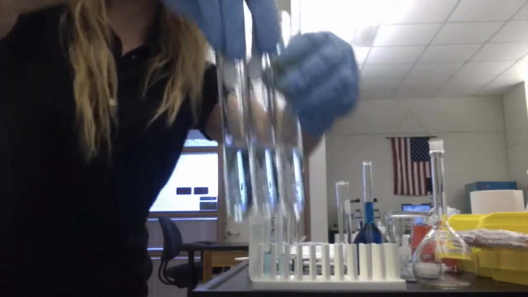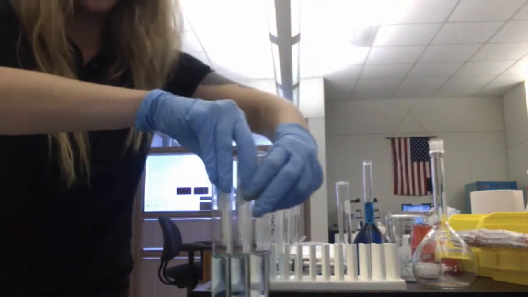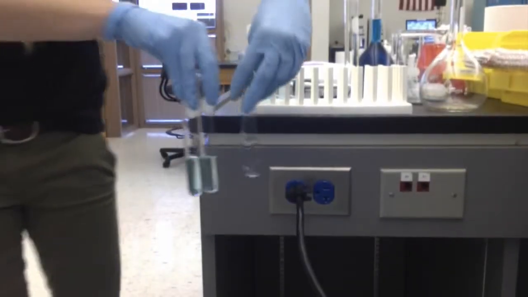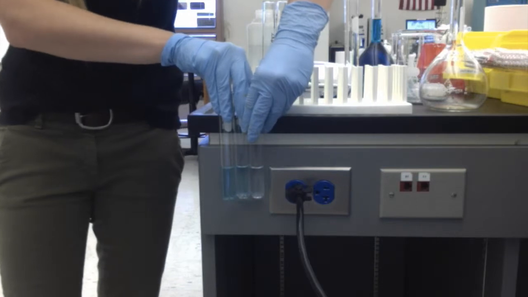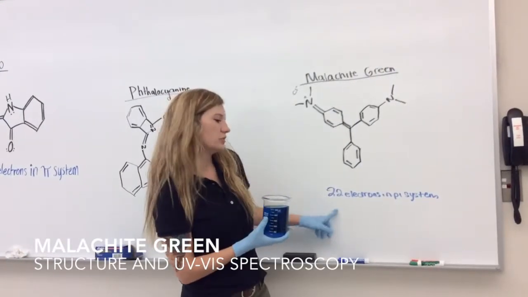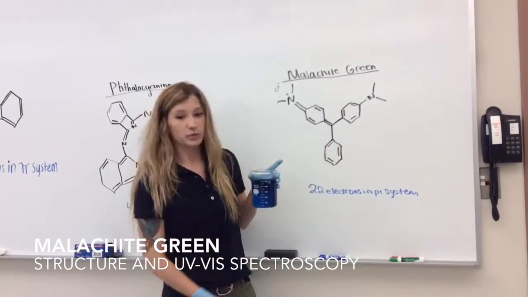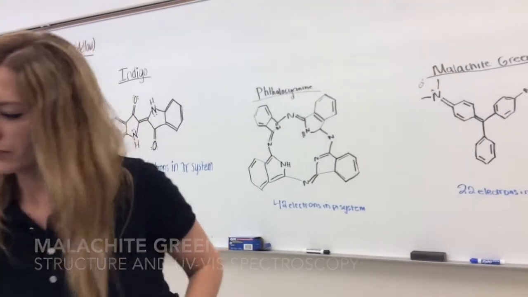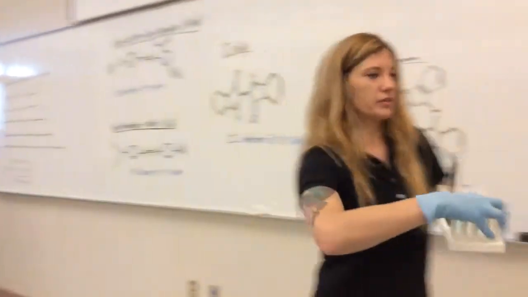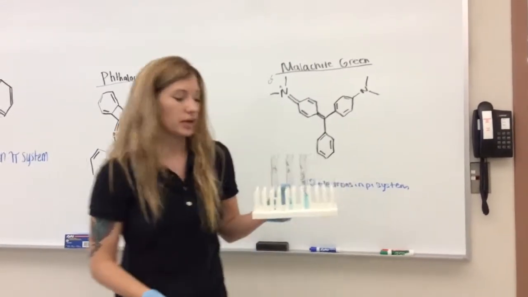So these are going to be our 3 dilution factors, and it looks like on tape that you can't really see it. I'm going to hold it up against a different color background, and you can see there is increasing color. Malachite green, you can see there's 22 electrons in the pi system, and it really looks more of a blue color. We have the dilutions over here. You can see when we do the dilutions, you want each one successively a difference in color.